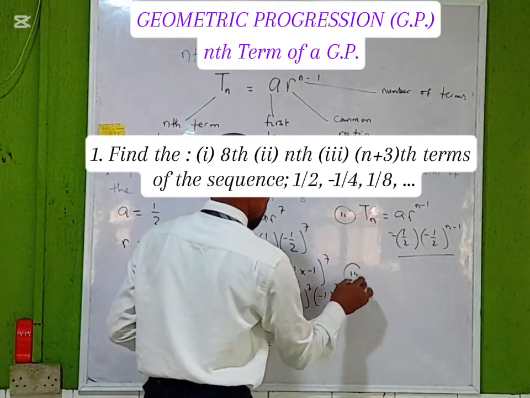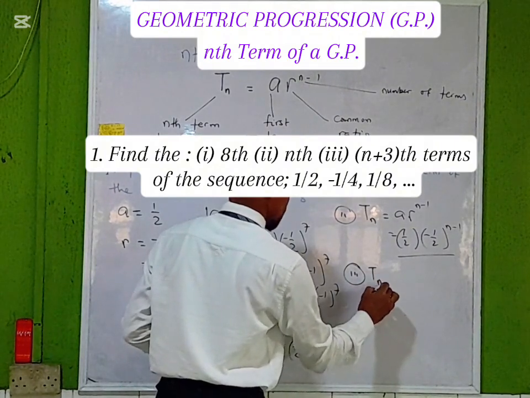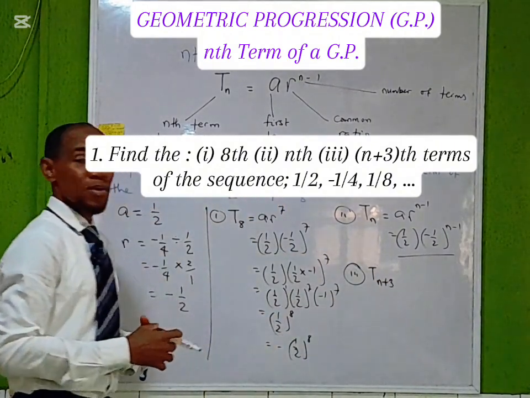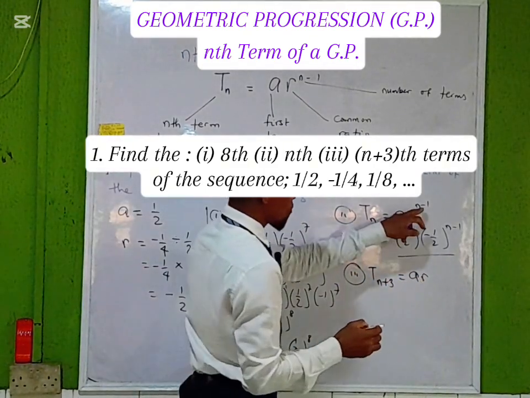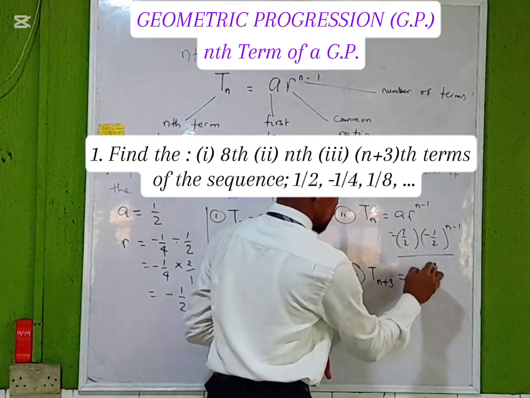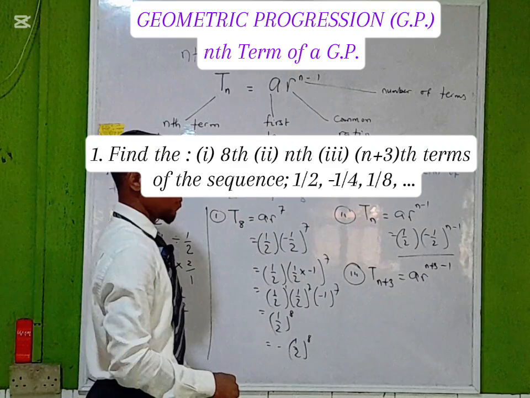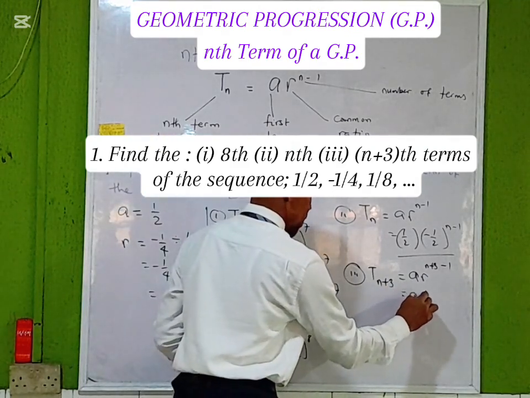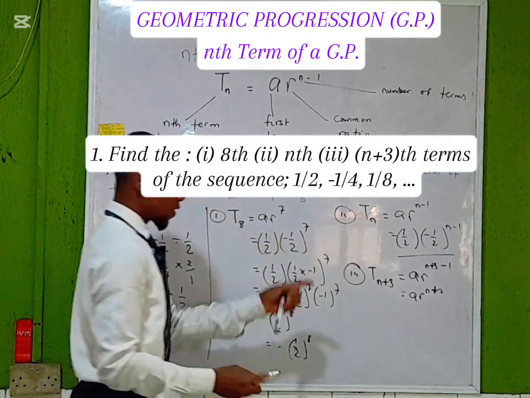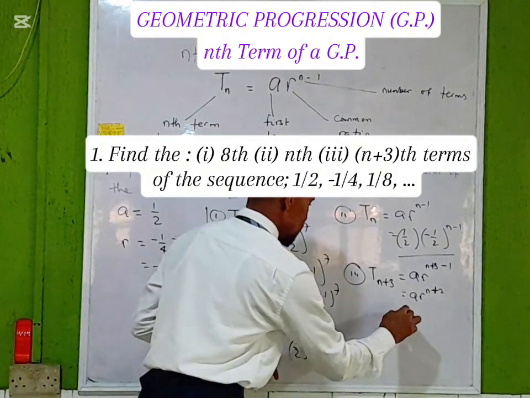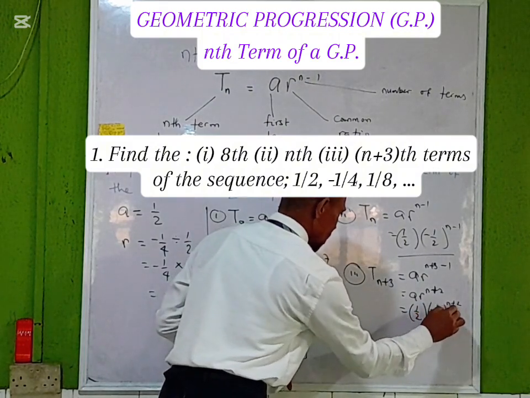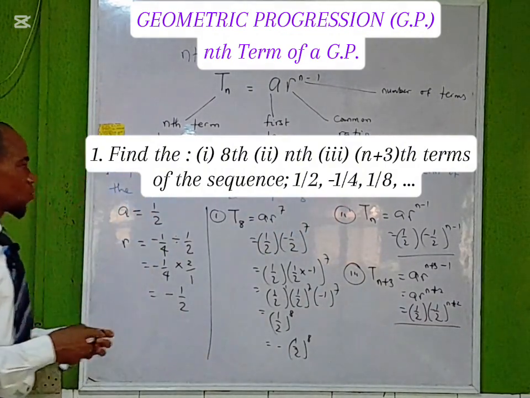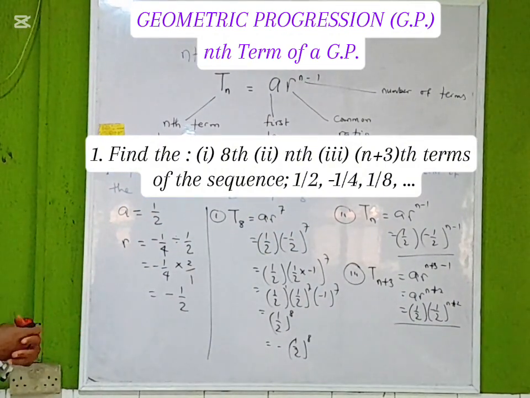Then the last one, number 3, which is the n plus 3 term, that's T(n+3). Again, n plus 3 replaces n in the formula. So you have AR, and note there's n in the formula here, so it becomes n plus 3, then the existing minus 1. So hence we have AR^(n+2), because 3 minus 1 is 2. Then substituting the values of A and R, A is this, R is that, n plus 2. And that again is the answer to that particular question. So with that, we have come to the end of example 1.